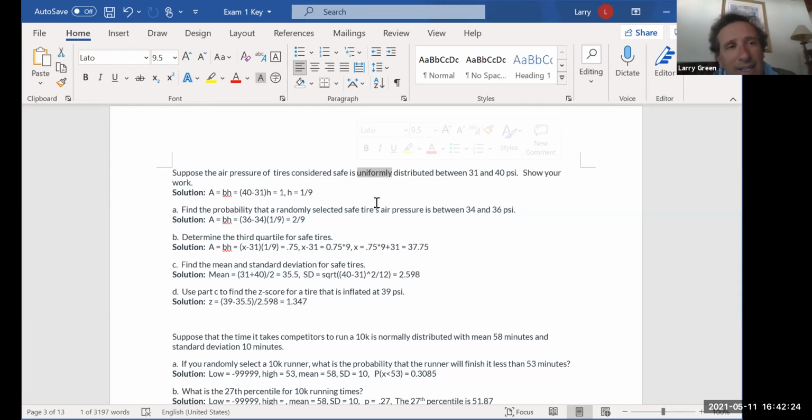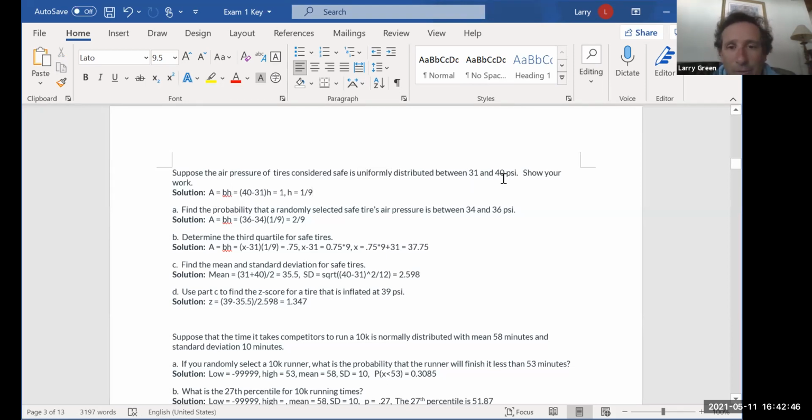Okay, I'll remind you that last week, a week ago today, I went over what the exam was going to be, and I told you that this problem was going to be about uniform, and the next one was about normal. Some of you got confused, but it says uniformly, it's not a trick question.